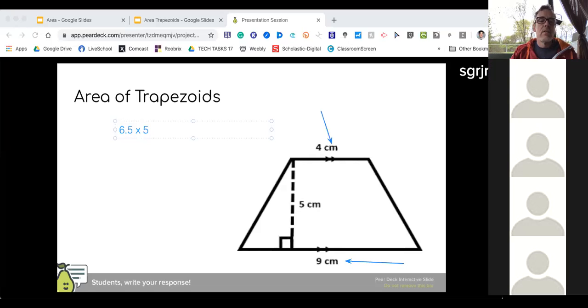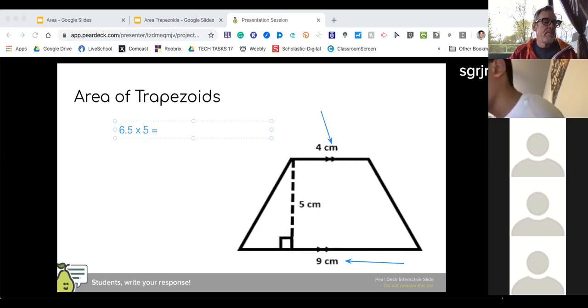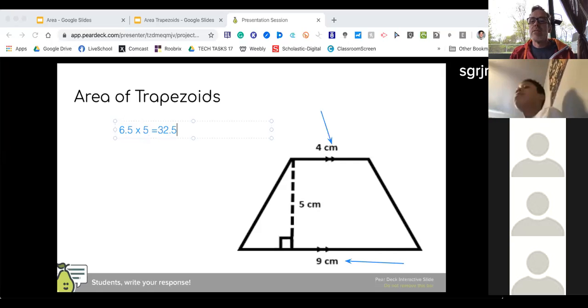Graham, I think you might have put your 32.5. 32.5, right? Yeah, that's what I got. So if you got 32.5, that is correct. Okay, if you did not get 32.5, can you analyze what you did? So let me say that again. If you didn't get 32.5 square centimeters, can you look back and think through what you did that gave you a different answer? Hey, Mr. P. This isn't a triangle, so it doesn't get halved.